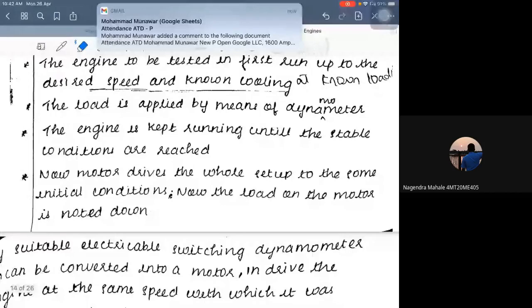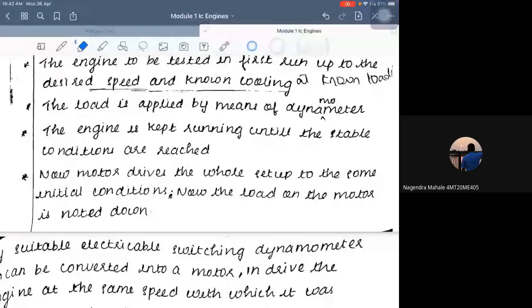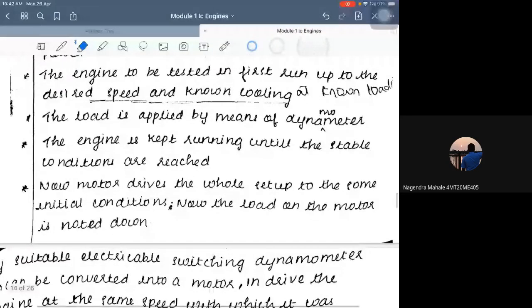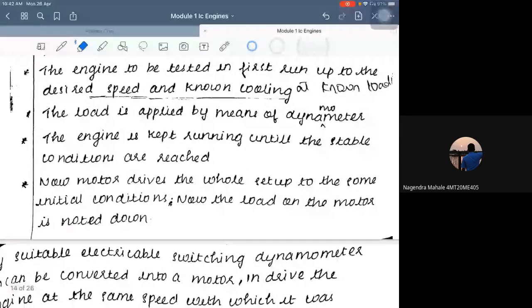Don't add a comment. Kindly don't add a comment onto a cell, Muhammad Munawar. Okay. Can anyone take up this task and read it and explain the same thing to me? Anyone?